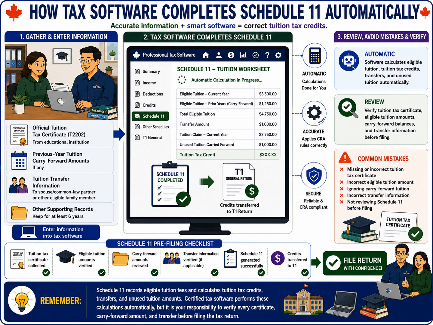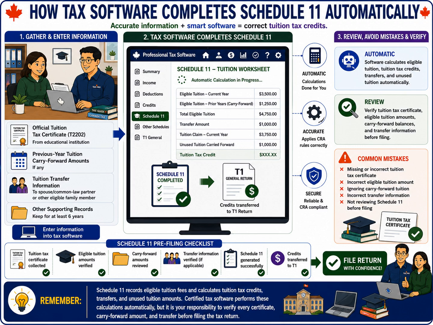Several common mistakes should always be avoided. Missing the official tuition tax certificate may prevent the student from claiming valuable tuition credits. Entering incorrect tuition amounts can produce inaccurate tax calculations. Ignoring unused tuition carried forward from previous years may result in lost future tax benefits. Incorrect transfer information can affect both the student and the family member receiving the transfer. Finally, failing to review the completed Schedule 11 before filing may allow simple data entry errors to remain undetected.